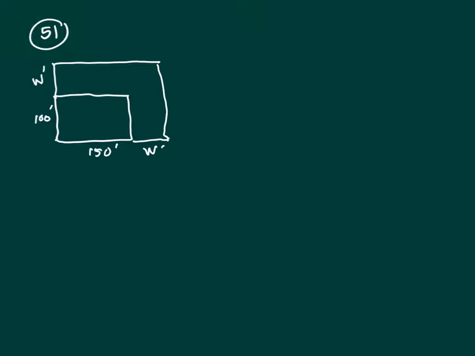We're trying to find the value of W, and it tells us that the area of the enlarged lot is twice the area of the original. Well, how do you find the area of a rectangle? It's length times width. So the original area of this space is 100 times 150, and that would be 15,000.